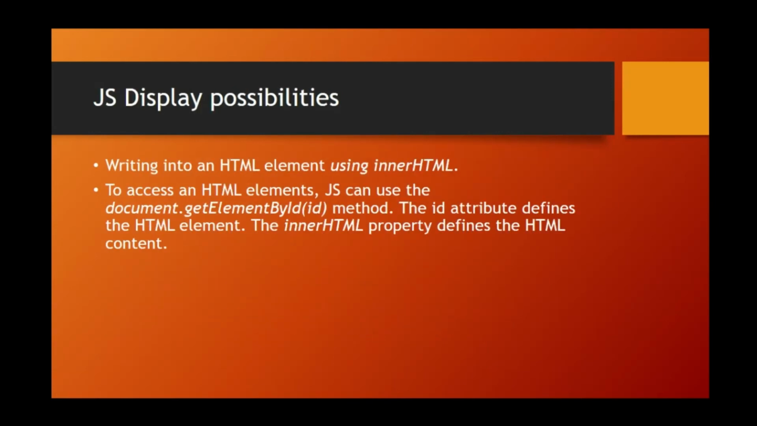Okay, the next part we go for the JavaScript display possibilities. The process of display can be done in different ways. The first one is writing into an HTML element using innerHTML. This is the method that we use in order to write into the HTML element. To access an HTML element, JavaScript can use document.getElementById, and then in brackets we write the ID name. So this is the document.getElementById method or function. The ID attribute defines the HTML element, and the innerHTML property defines the HTML content.